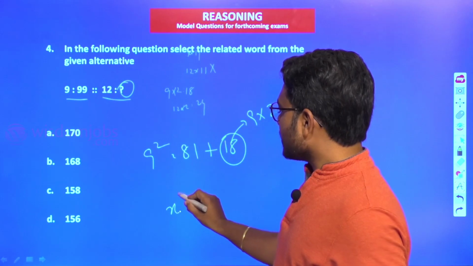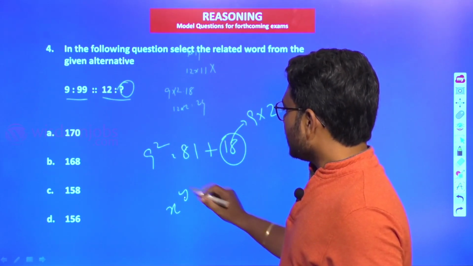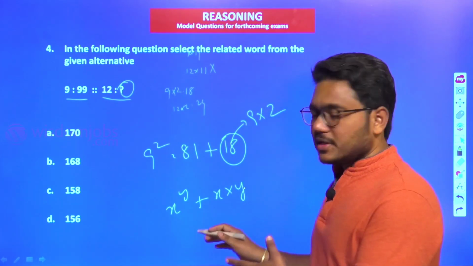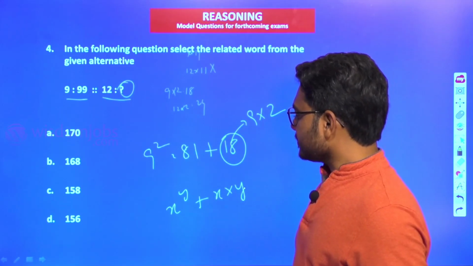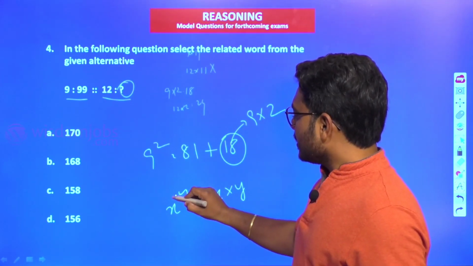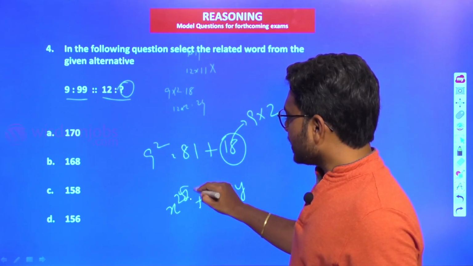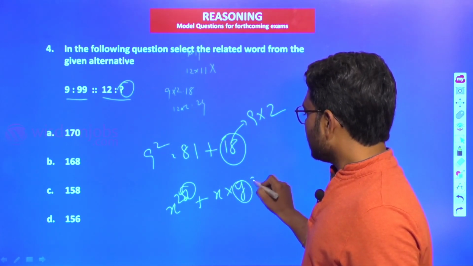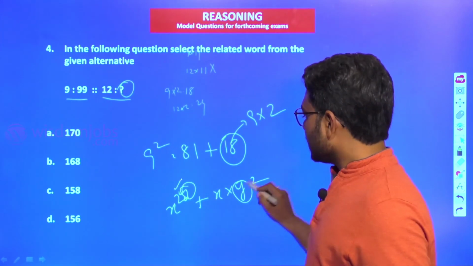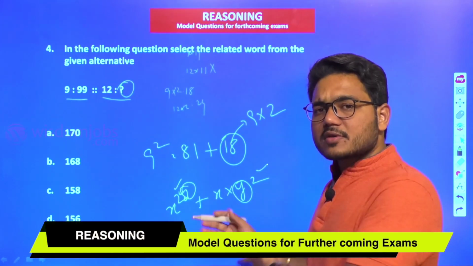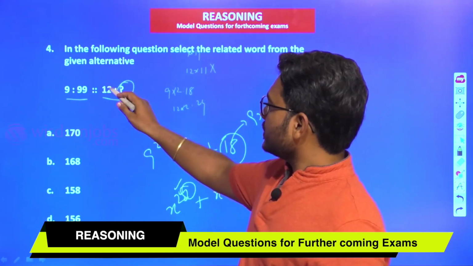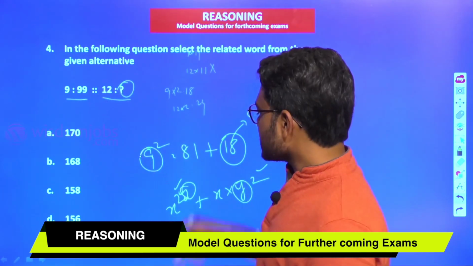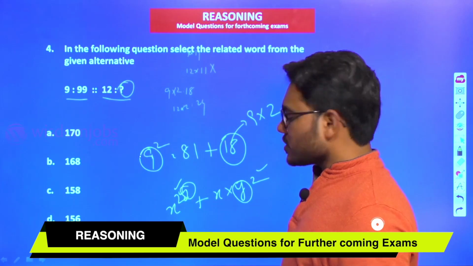Suppose x power y plus x into y. Or simply, instead of y, I can also write x square plus x into 2. So this is the common term: x square plus x into 2, or x square plus 2x. Replace x here with 9. So here in this next set, replace 9 with 12 in the place of x.